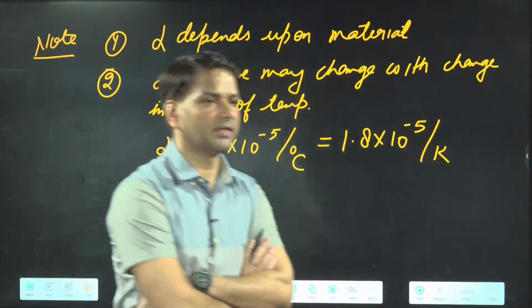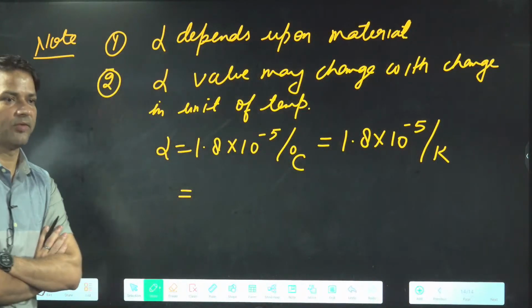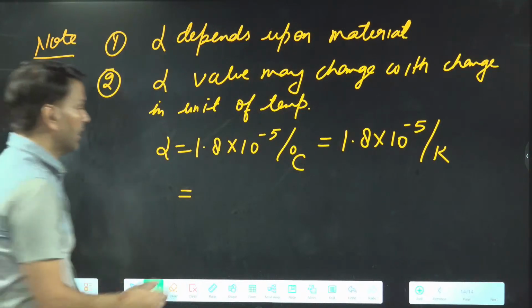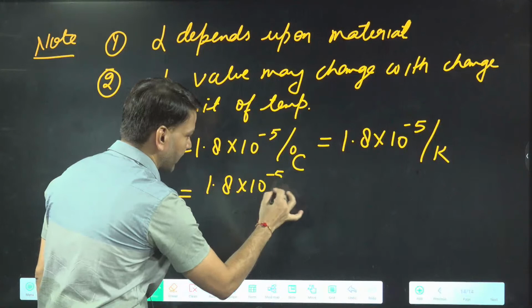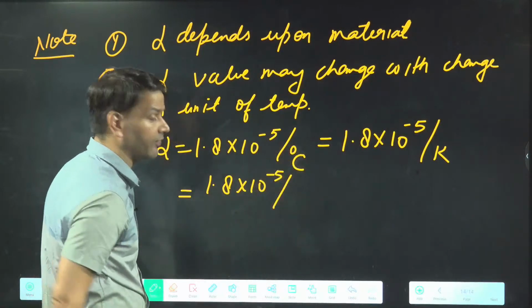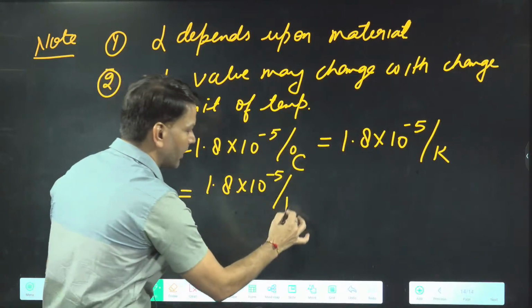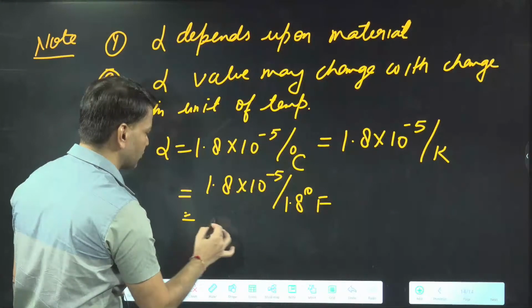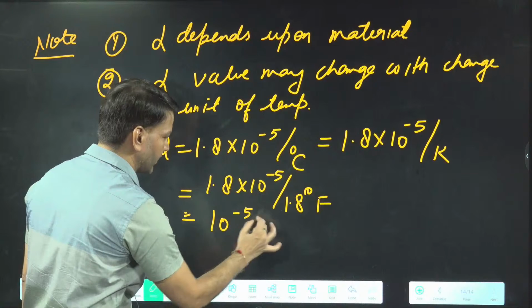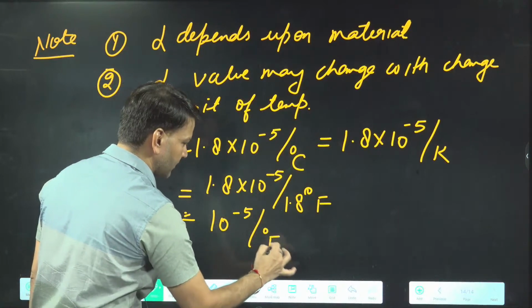10 to the power minus 5. Very good. Then here what we will take? 1.8 into 10 to the power minus 5 and 1 degree C temperature difference. Already we have done the problem. 1.8 degree F I can write. Now 1.8 cancels out. So what you got? 10 to the power minus 5 per degree F.